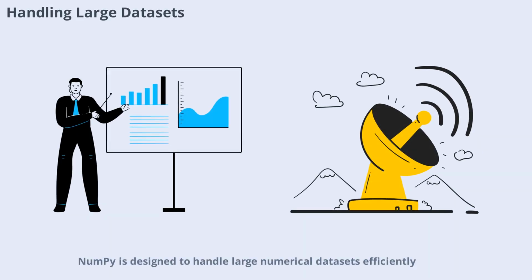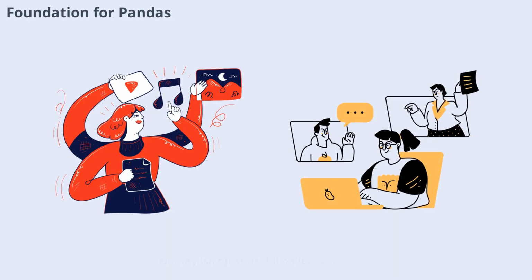NumPy is designed to handle large numerical datasets efficiently. Its arrays are stored in contiguous memory blocks, which allows for faster access and manipulation. This is a major benefit when working with big data, as it ensures your calculations remain fast and reliable even as your datasets grow in size. NumPy isn't just useful on its own.